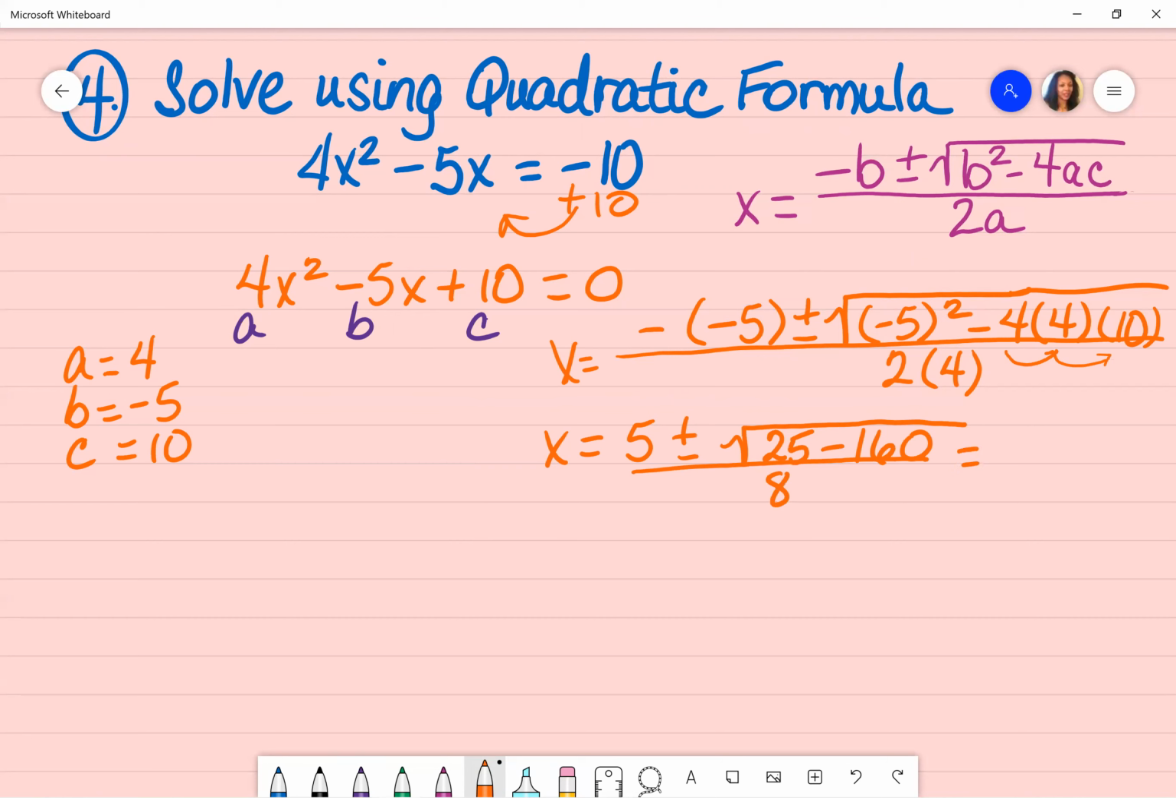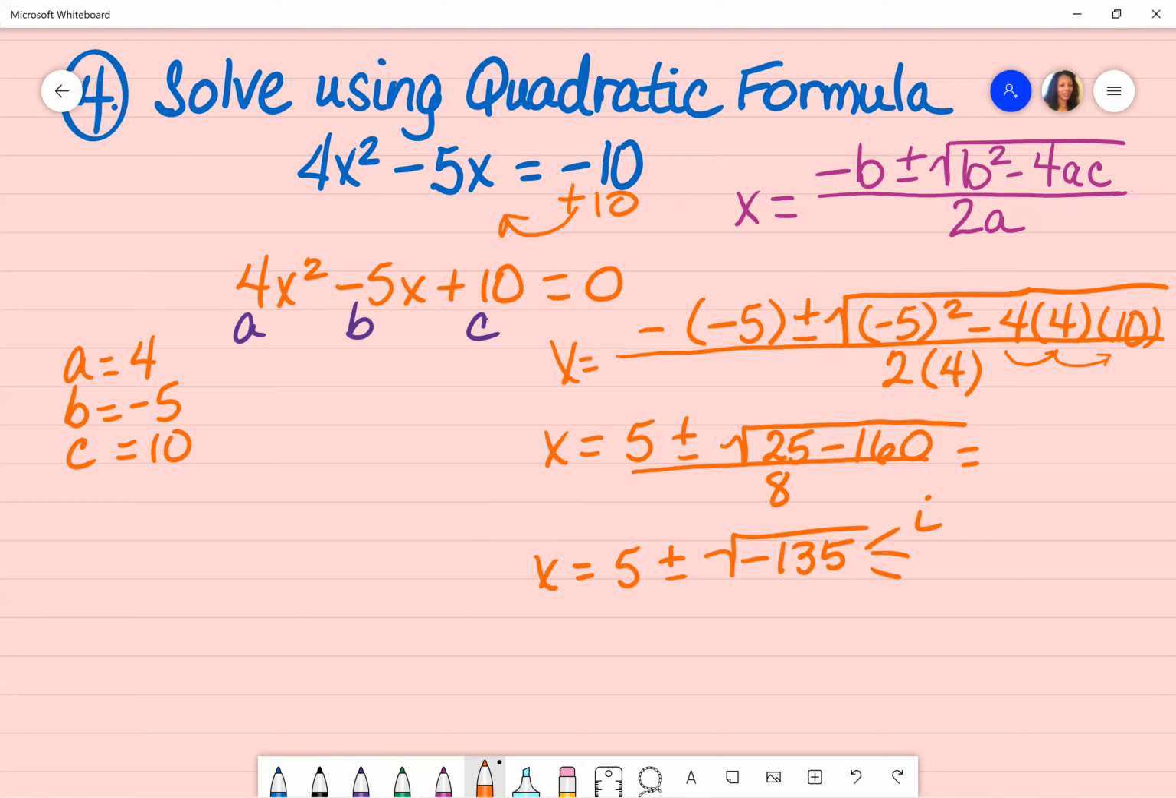I keep on simplifying and I get to, let's write it over here, 5 plus or minus, and now I'm going to see if I can take the square root of 25 minus 160, which actually is going to be, where's my square root button? Sorry about that. It's a negative number. So it's going to be the square root of negative 135. And in the calculator, you can do the square root of the positive 135, but you have to remember that there's an i here. So you have to remember that part.